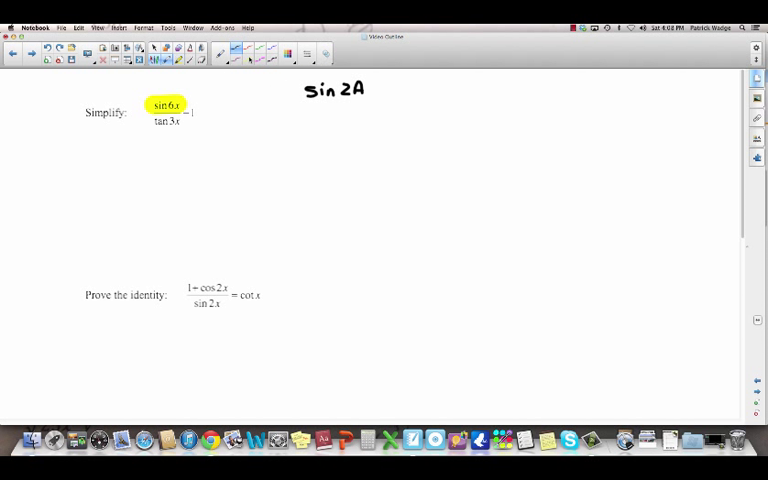What if a was equal to 3x? If a was equal to 3x and I plug that 3x in here, what would we have? We'd have sine 2 times 3x, which is sine 6x. That's exactly what we have here. So why don't we think of it that way? Instead of thinking of it as sine 6x, think of it as sine 2a, where a is 3x. I know this is a little bit confusing. So even though it says sine 6x, we're going to think of it as sine 2a.